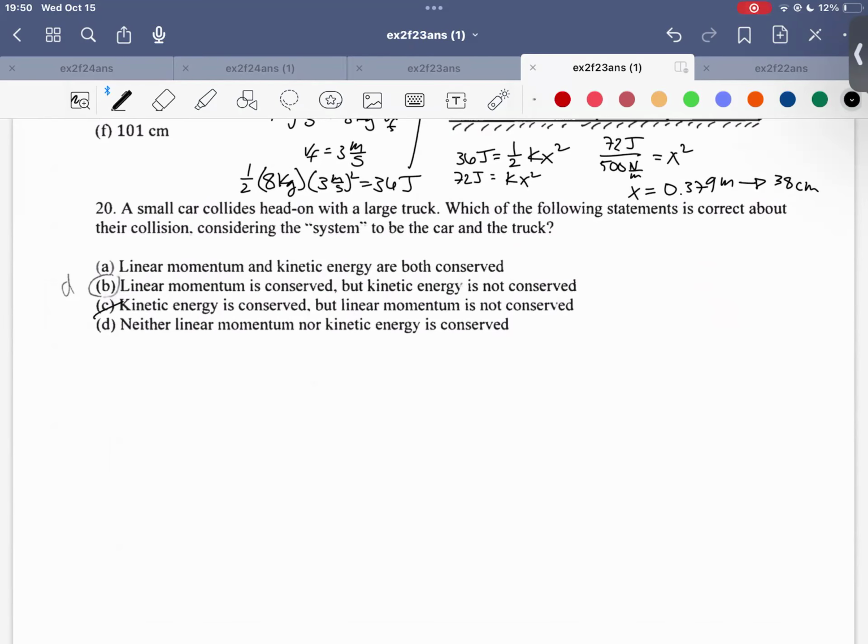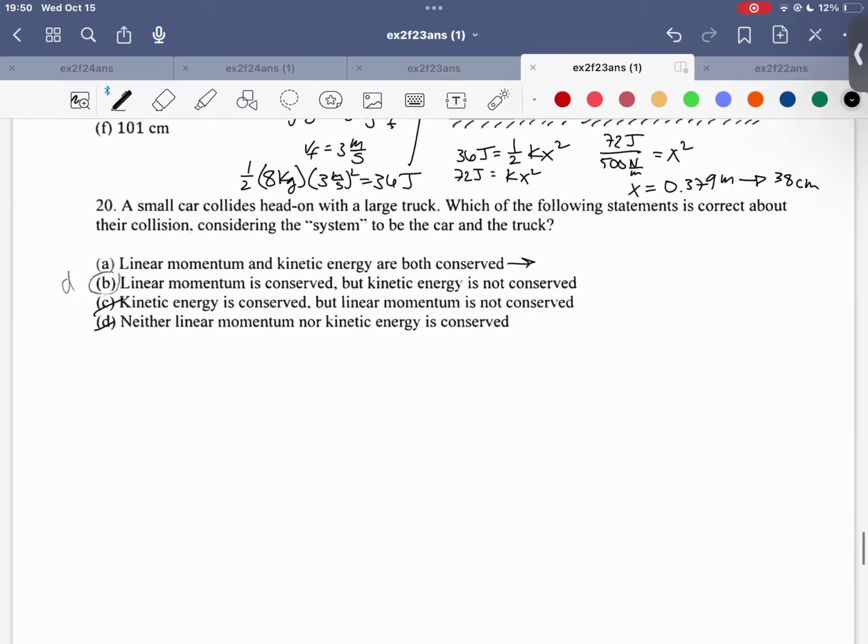So that means we can lose C and D. So between A and B, again, like I said in recitation the other day, kinetic energy is not always conserved because some of it is going to be lost to sound, heat, light, whatever, right? So that's why A is wrong, leaving us with B as the correct answer.